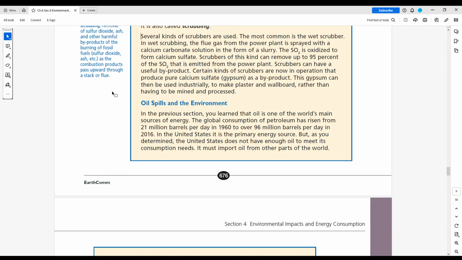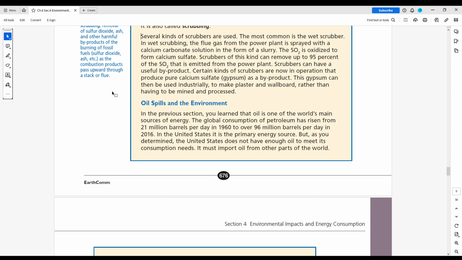Several kinds of scrubbers are used. The most common is the wet scrubber. In wet scrubbing, the flue gas from the power plant is sprayed with a calcium carbonate solution in the form of a slurry. The SO2 is oxidized to form calcium sulfate. Scrubbers of this kind can remove up to 95% of the SO2 that is emitted from the power plant.